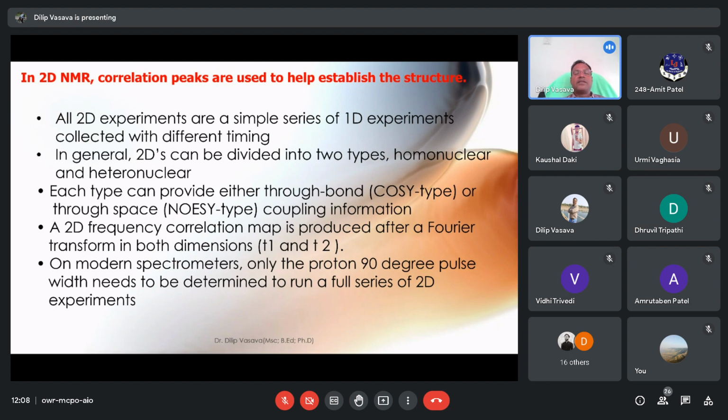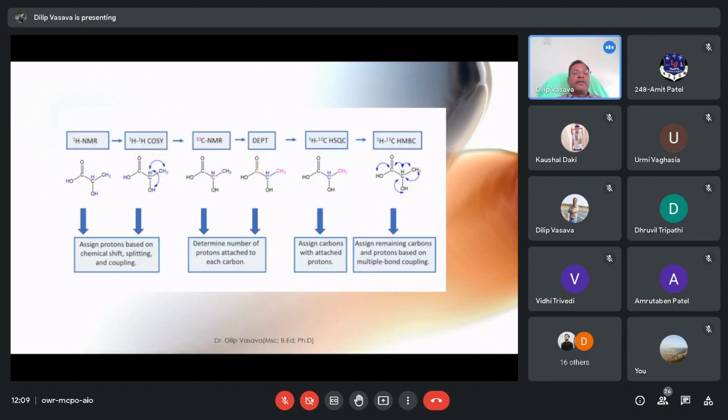So COSY, that is correlation spectroscopy, and NOESY, that is nuclear Overhauser effect spectroscopy. NOESY is related to space. When stereochemistry is involved, NOESY is very useful. When stereochemistry is not involved, COSY is useful. You will come to know by looking at this. So here it is. NOESY and COSY are both common for 1H NMR and 13C.